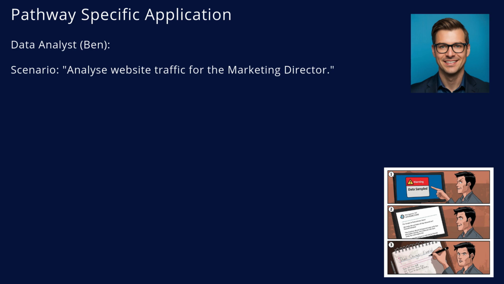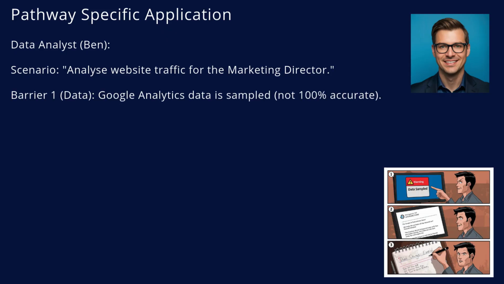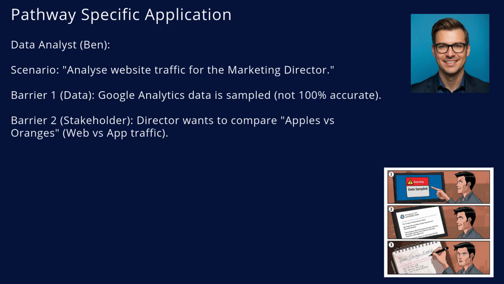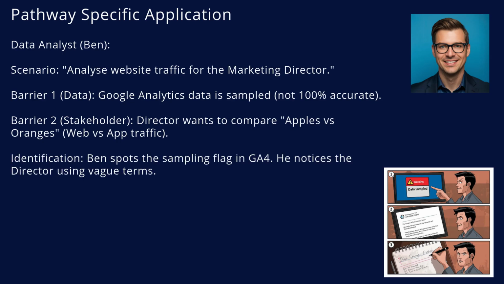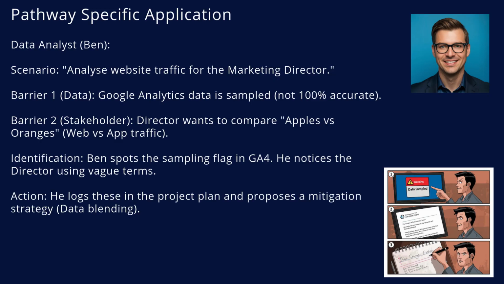How does S51 apply to you, the data analyst? Scenario: you need to analyze website traffic. You log into Google Analytics and see a small yellow warning: data is sampled. You identify a data barrier. The numbers aren't 100% accurate. Then, the director emails, "compare this to app traffic." You realize they track sessions differently. You identify a stakeholder barrier, misalignment of definitions. You don't just ignore these. You log them. Barrier, data sampling. Impact, accuracy plus or minus 5%. Mitigation, use BigQuery for raw data. You have managed the risk.